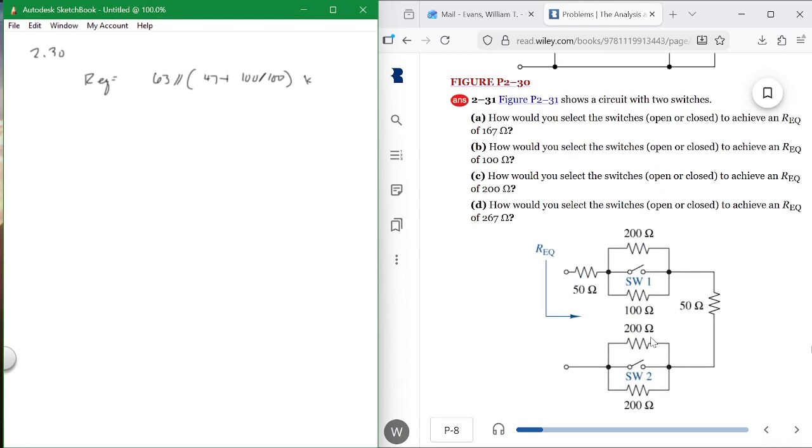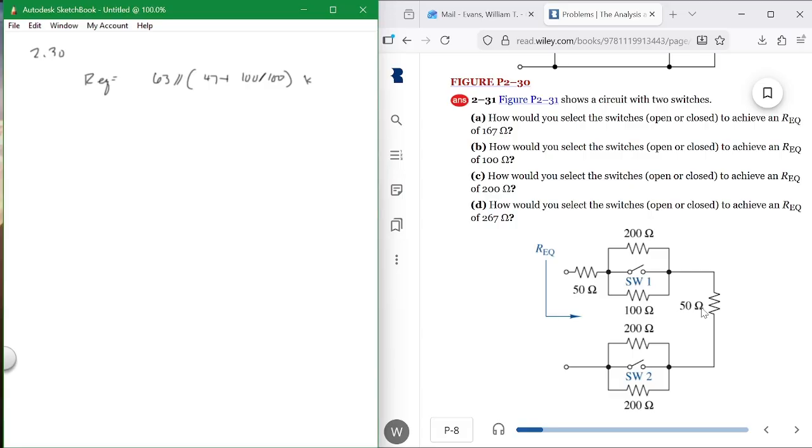This is fun. I can see him asking one like this on a test. This is dumb, but it's not really dumb, and this is a practical problem. How would you select the switches to achieve an R equivalent of 167 ohms?